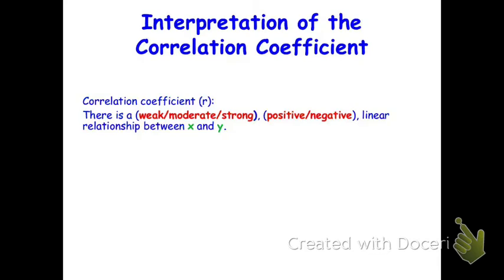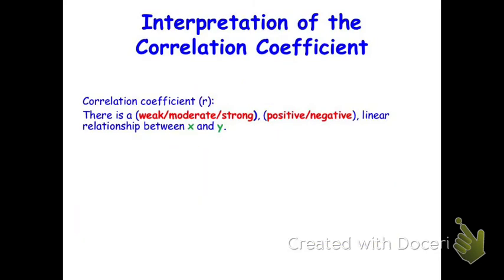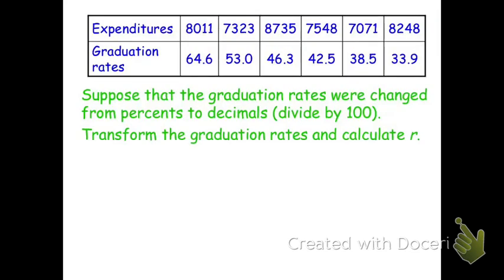This is the script that you will use. We already talked about that. LSD. So linear, strength, direction. That is to describe R. You must state X and Y in context.